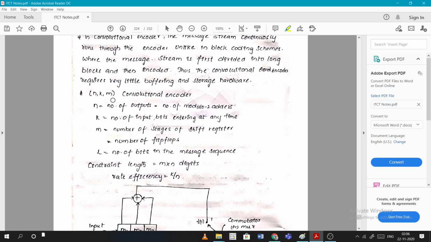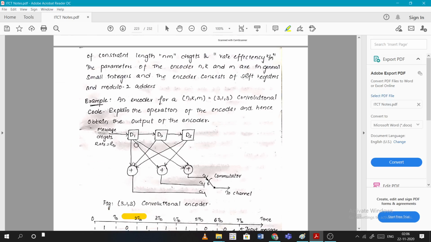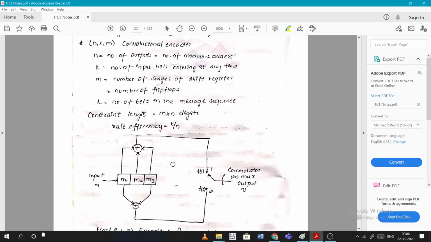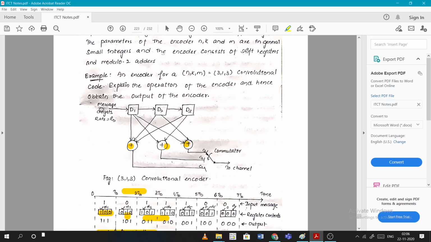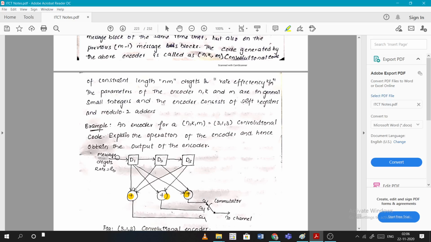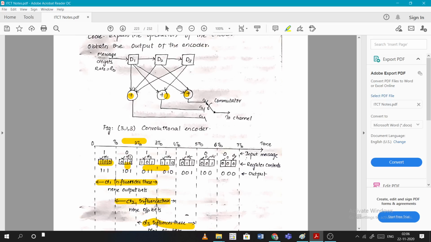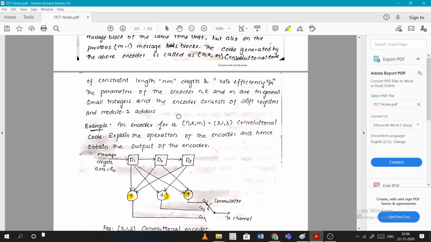Okay, now coming to the notation. N comma k comma m convolution encoder. N is called the number of outputs or the number of modulo-2 adders in the circuit. When you see, it will be matching. N is 3, right? 3 modulo-2 adders are there. And coming to k, it is the number of input bits entering at a time. Only one bit is entering, right? So that's why k is 1. At a time we are only sending one bit inside. That's why k is 1.